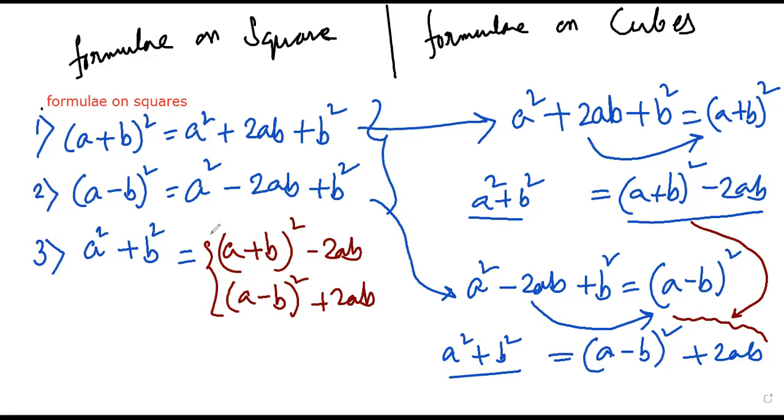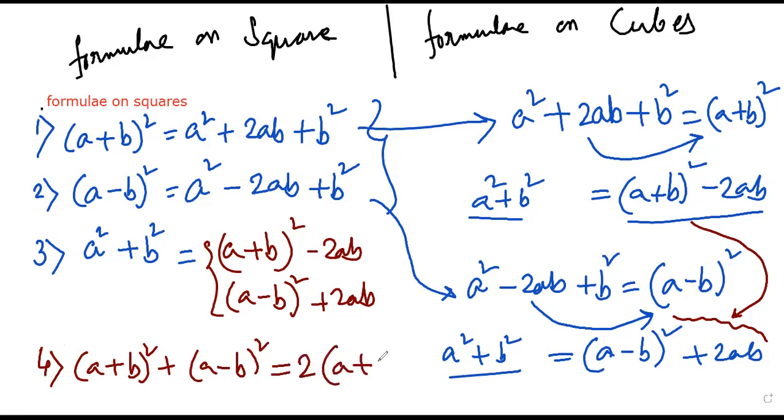Next, the fourth formula. The fourth formula is a plus b whole square plus a minus b whole square, and that will be equal to 2 into a square plus b square. Why?